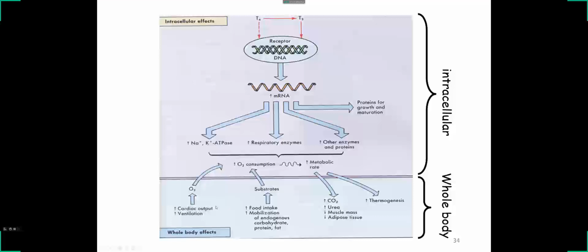It's going to have an impact on our cardiovascular output. It's going to have an impact on our food intake, and on our muscle mass and adipose tissue, and eventually on our thermogenesis, which is our temperature, right? So these are our intracellular effects that we talked about, all via gene transcription and translation. And these are our physiology, whole body effects. So this is a good slide for you for review in terms of studying what effects thyroid hormones have on us.